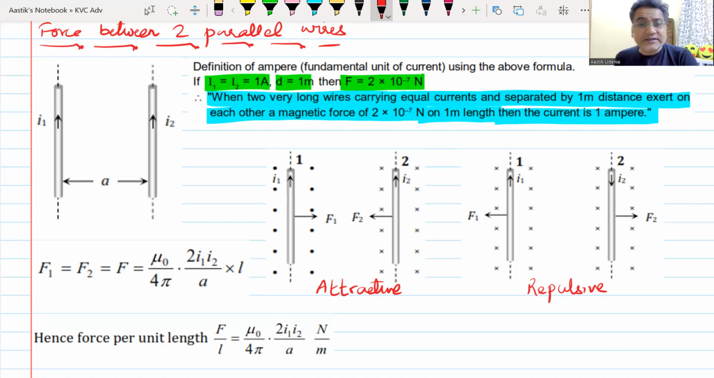That also gives us the definition of 1 ampere. If the wires carry current in the same direction, it is attractive. If they carry current in the opposite direction, it is repulsive. Do we understand this? Yes. I'll give you 2 minutes to note this down.